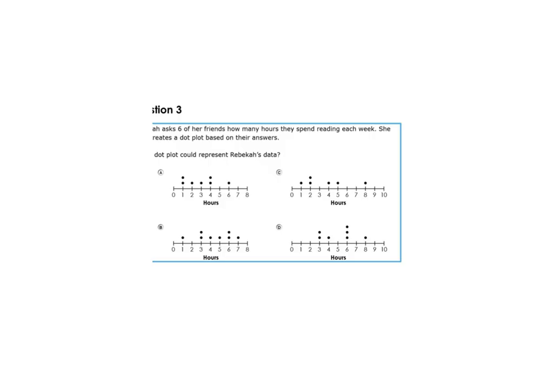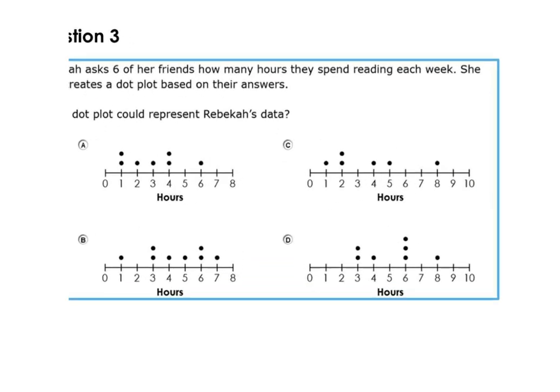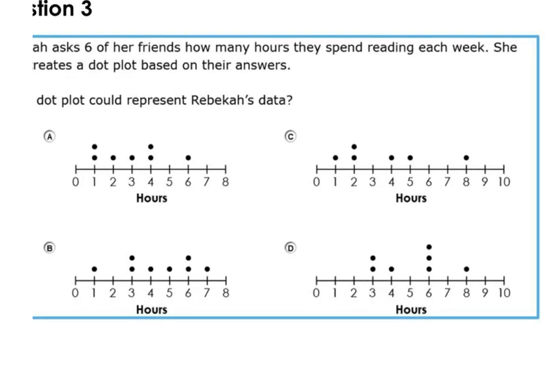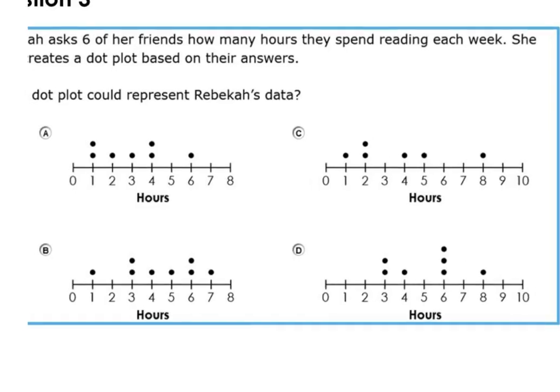This one is a typical OST question where it should be one of the easiest questions you answer, but people look at this and then they start to panic and overthink this, okay? I'm not saying they're all easy questions, but this is one that should be a pretty obvious answer if you read it carefully. It says, Rebecca asks 6 of her friends how many hours they spend reading each week. She creates a dot plot based on their answers. Which dot plot could represent Rebecca's data?